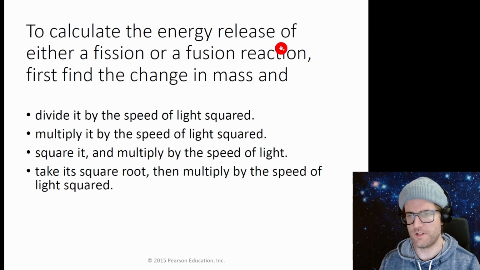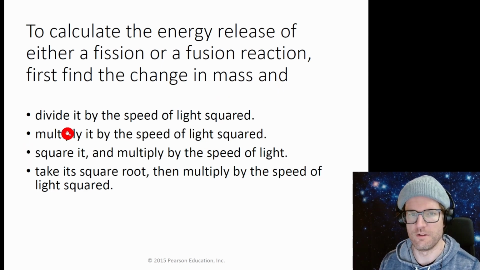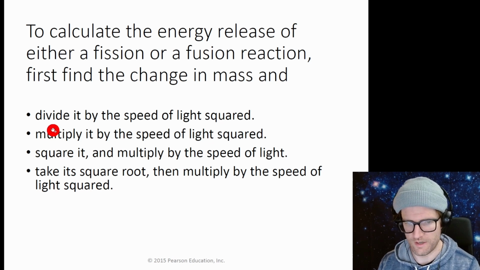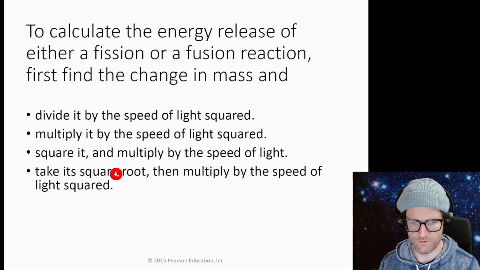To calculate the energy release of either a fission or a fusion reaction, first find the change in mass and, well, this is Einstein's famous E equals mc squared. So we've got to multiply the mass times c squared, not divide it. We've got to multiply by the speed of light squared. That sounds right. Square it. We're not going to square it. Take the square root, no. So it's this one, B.